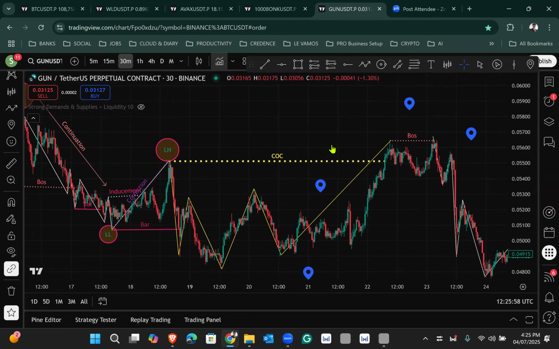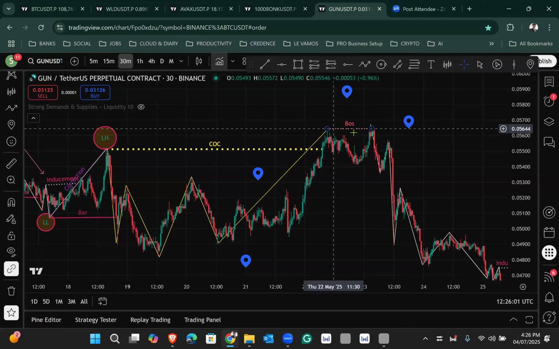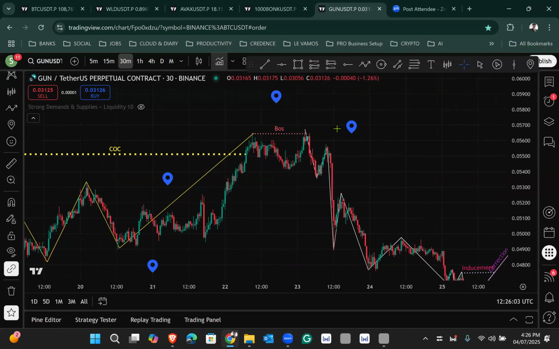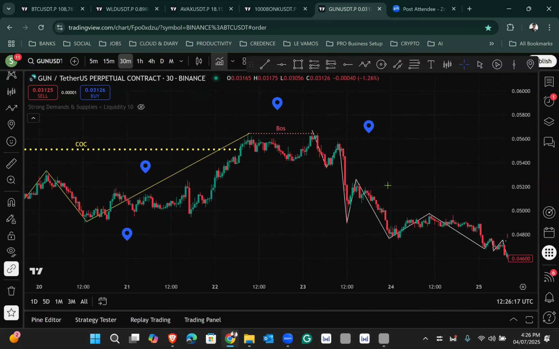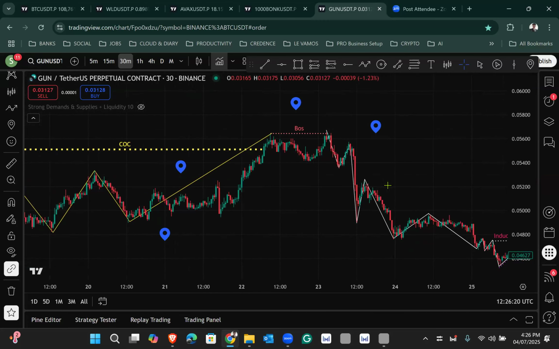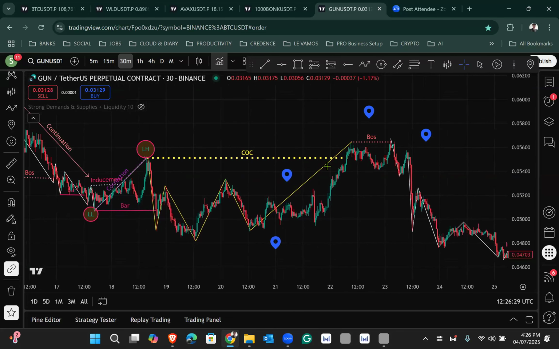So it is a change of character, but this is only an indication, and here also not confirmed, because the body is still inside the breakout structure. It is not yet confirmed. That's why it went down. The trend is continuing. Can we say that? Exactly. So that is more like a fake out. So here there is no confusion in that case.